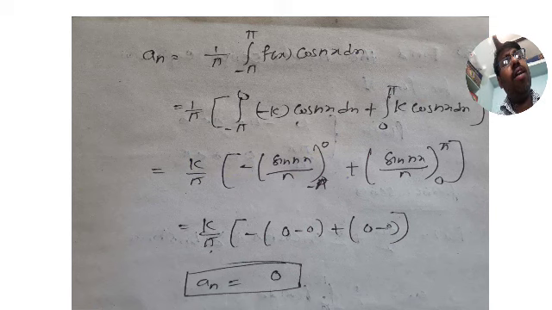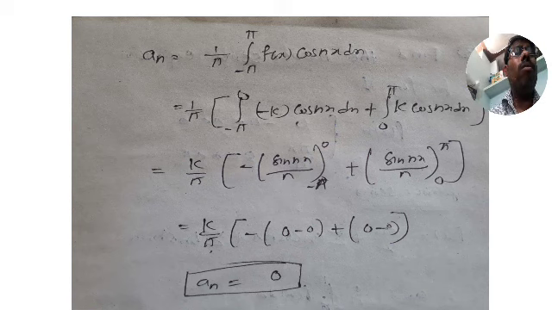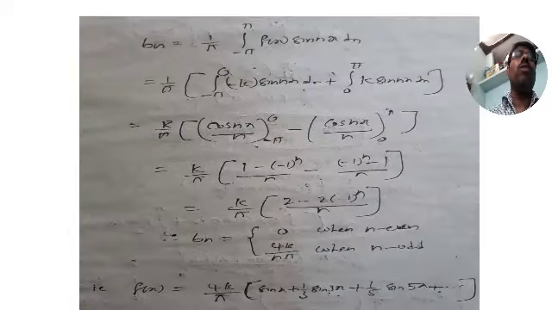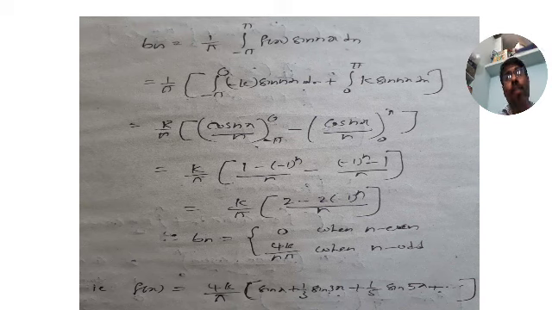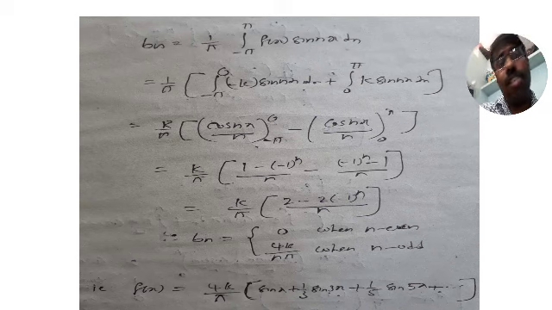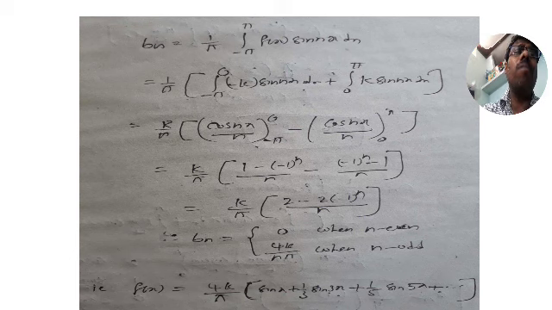Are you able to get it? An means you will get cos nx and bn means you will get sin nx. So now an is completed. Now let us go to bn. So what is bn? Again bn is 1 by pi integration from minus pi to pi of f of x into sin nx. Same, f of x is not the same throughout the interval minus pi to pi.